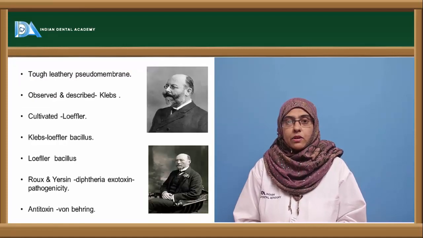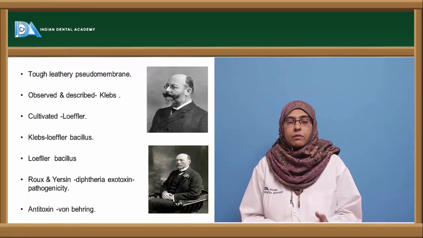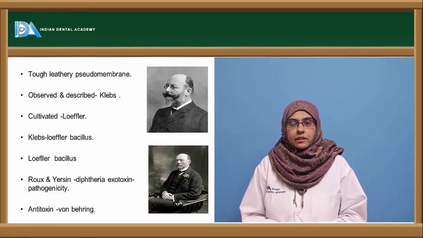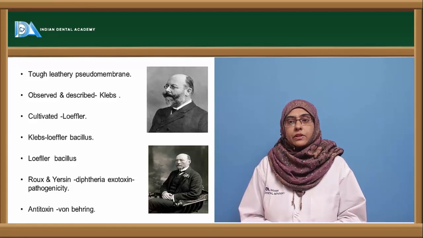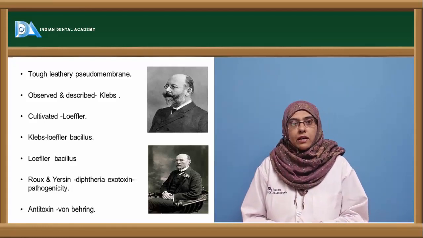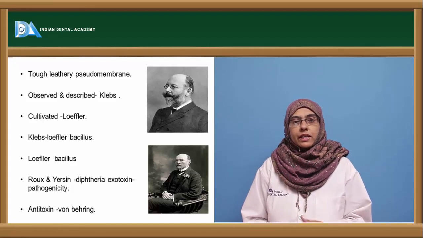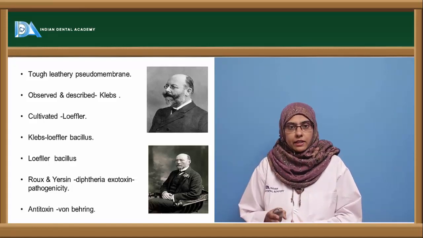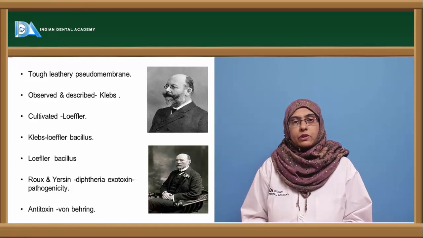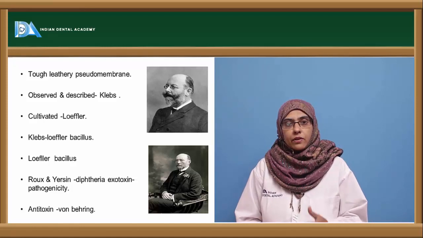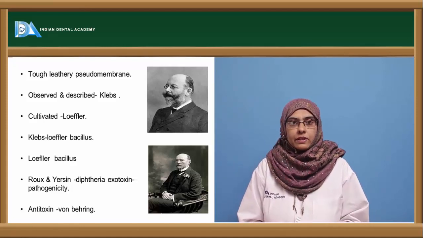And the organism is a Corynebacterium because it forms a club-shaped swelling in smears. This was first observed and described by the scientist Klebs, but it was cultivated by Loeffler, and hence this organism is given the name Klebs-Loeffler bacillus. And it was Loeffler who was able to induce this infection in experimental animals, and he found it to be associated with diphtheria.